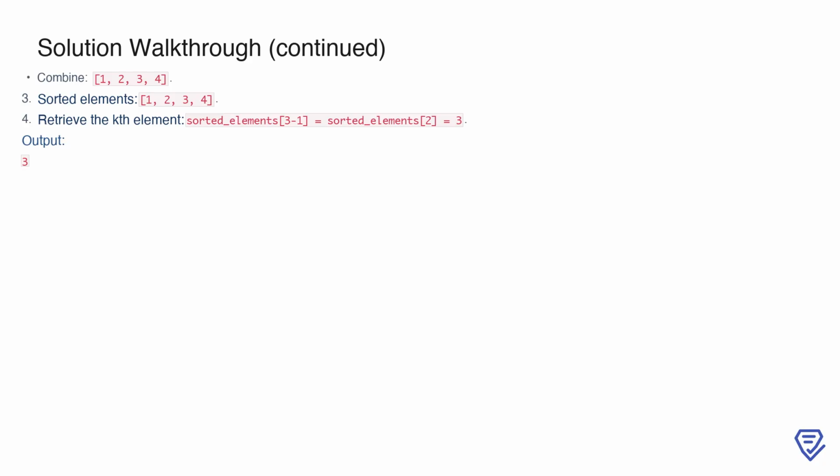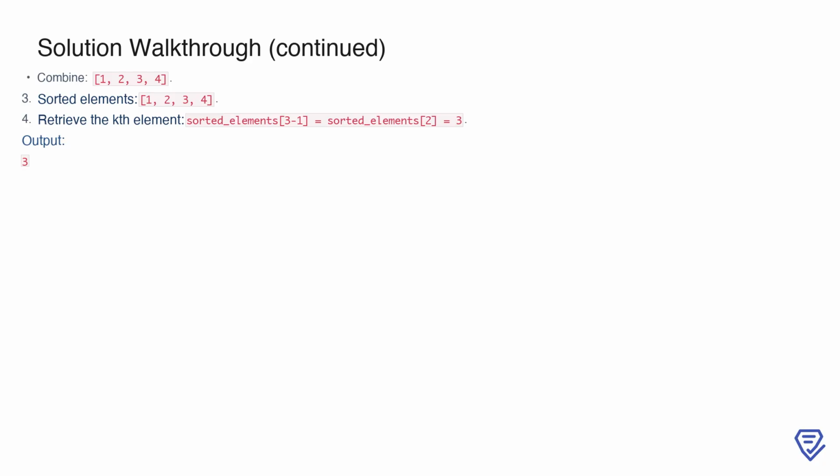Going back up to node 2, we combine its left subtree result, which was empty, the value 2, and the right subtree result, 3, 4, to get 2, 3, 4. Returning to node 1, we combine its left subtree result, which was empty, the value 1, and the right subtree result, 2, 3, 4, to get 1, 2, 3, 4.